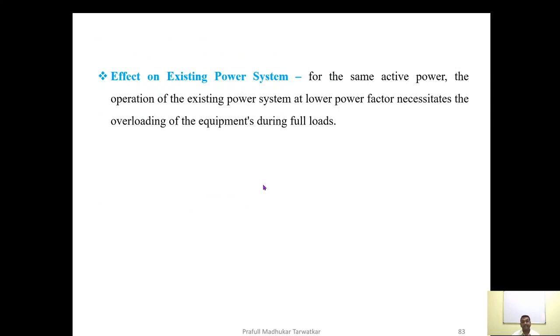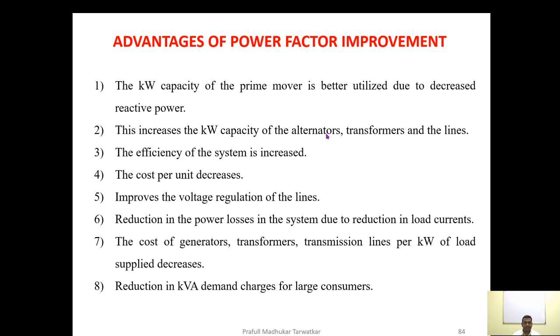Effect on the existing power system: those equipments which were installed initially are not capable enough to sustain this much current and to handle this much power. So ultimately they have to be replaced. Then again there is a burden on the cost of those equipments.